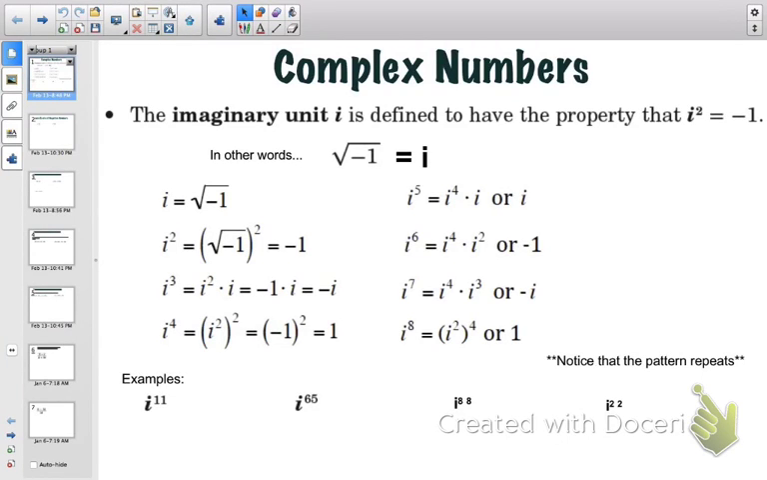Right, this is Chapter 5, Quadratics, Complex Numbers. So we're introducing a new imaginary unit i. It's defined as the property that i squared is equal to -1. Therefore, the square root of -1 has to be i. So those two go hand in hand.